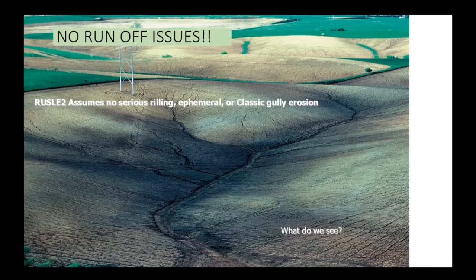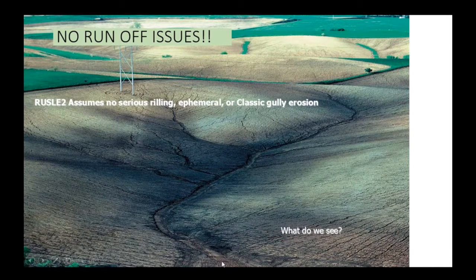Here's an example, and I know most of you have seen this slide before, but RUSLE2 does not compute ephemeral erosion. What it does is it computes what we refer to as sheet and rill erosion that runs off the landscape, in which there is no gully erosion. So RUSLE2, in the future, we are hoping that it will be able to give us some type of output data as it refers to ephemeral or classic gully erosion. So what you see in this slide is an example of rill, what we refer to as interrill. You see ephemeral, and you see gully.